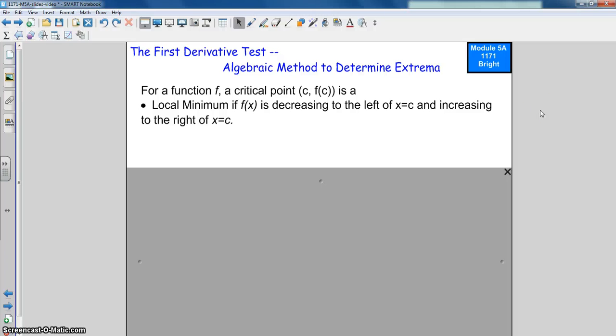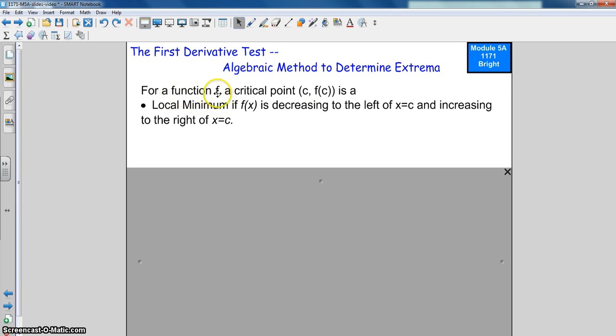Okay, so we discussed critical points, we discussed local min and max, global min and max, extreme values, all that good stuff. Now everything's going to come together in the first derivative test. This really is the algebraic method to determine whether an extreme value is a min or max, whether it's local or global, that sort of thing.